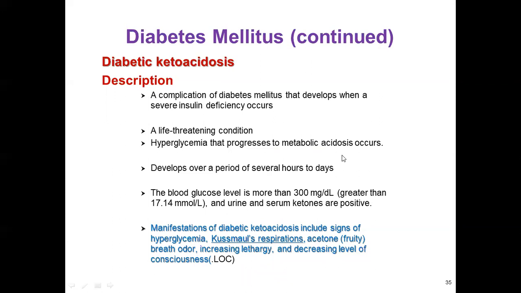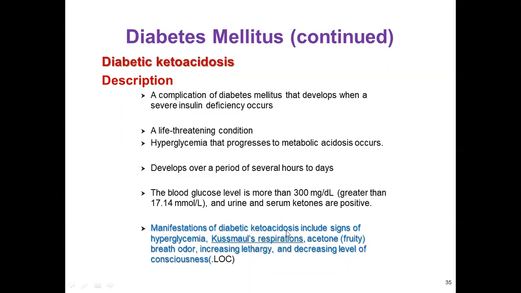So during diabetic ketoacidosis, what happens? It is diabetic acidosis, because acetone, or acidic substances, or ketone bodies form and develop over a period of several hours to days, and the blood glucose level is more than 300 milligram per dL and greater than 17.14 millimole per liter. So when it is less than 200, we call it hyperglycemia, also a complication of diabetes mellitus, but when more than 300, we call it diabetic ketoacidosis with other signs and symptoms. And also urine and serum ketones are positive.